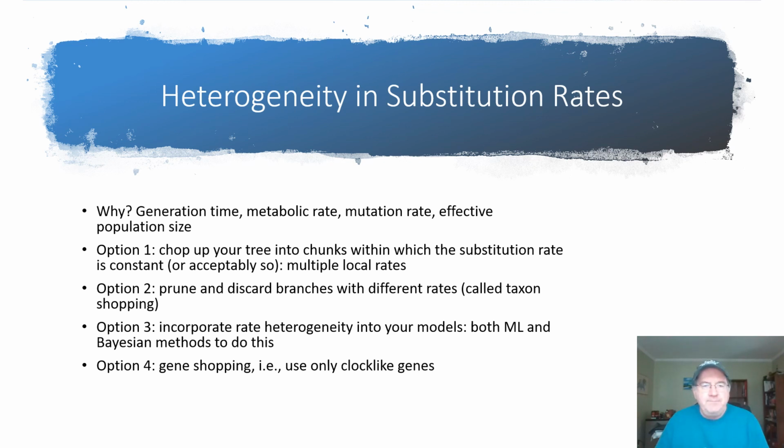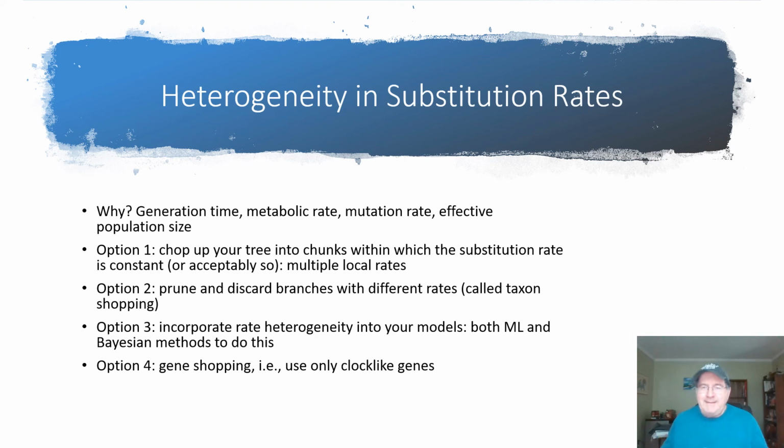A third option that I'm not going to get into the details of here, because it's way beyond the scope of this course, is that you incorporate these ideas of rate heterogeneity in your models, both maximum likelihood models, and now there's a plethora of Bayesian methods to do this. Basically, in the prior distributions that are the input into your Bayesian analysis, you incorporate this idea of heterogeneity in substitution rates.